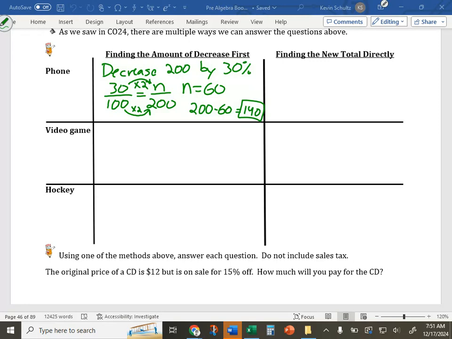Let's do the video game one next. How much was it? 80 bucks and 75% off? What a deal, okay? So, we want to decrease 80 by 75%. Go ahead and try this one. Set up the proportion, find the amount, and then decrease, subtract from the original.